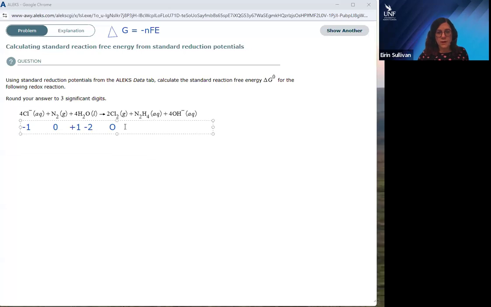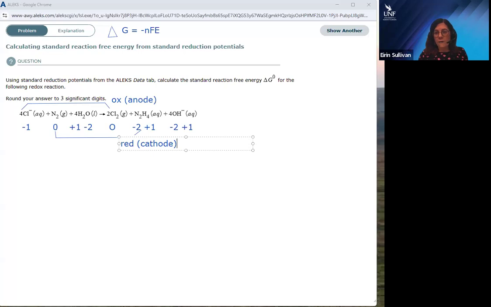So if hydrogen is +1, that means nitrogen is -2, and in hydroxide we've got -2 and +1. So oxygen and hydrogen, their oxidation states aren't changing. They are not redoxing. Chlorine is going from -1 to 0, so chlorine is being oxidized. That is going to be our anode reaction, FYI. And then our nitrogen is going from 0 to -2, so nitrogen is being reduced, so that will be our cathode reaction.